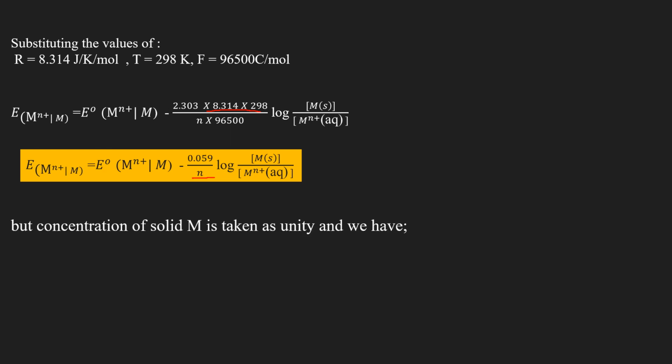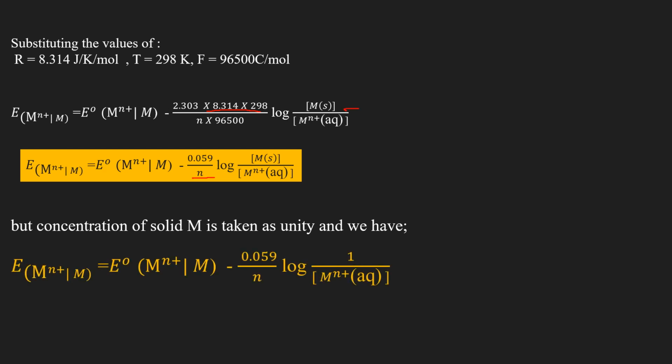But the concentration of solid metal is taken as unity. The concentration of solid metal, that is [M], is taken as unity. So we have the equation: electrode potential of metal equals standard electrode potential of metal minus 0.059 upon n into log of 1 upon concentration of metal ion. So under the given conditions, the Nernst equation becomes like this.